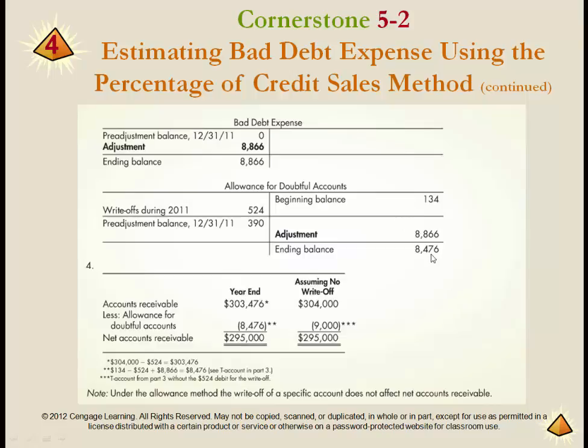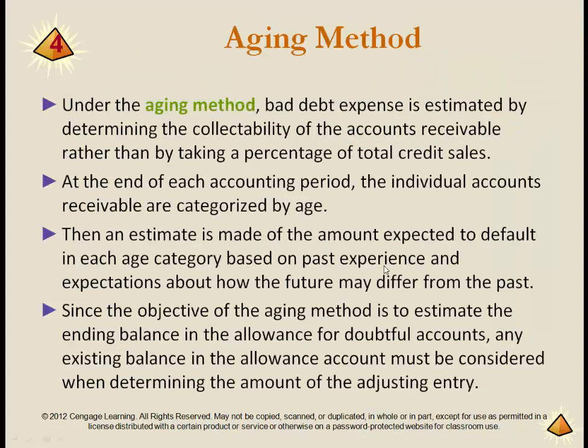And that $295,000 is the same, just you notice that the distribution is a little bit different based off of this $524 write-off. Now the aging method is a little bit different. The aging method assumes that the older something is, the longer it's outstanding, the longer you haven't paid for it, the less likely you are going to be able to collect.